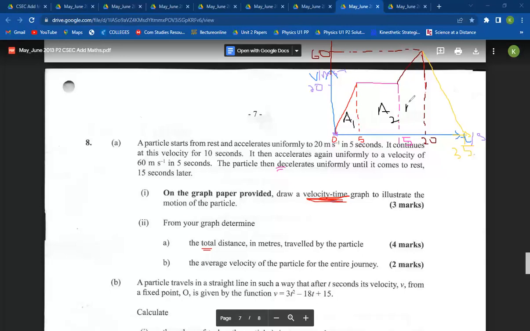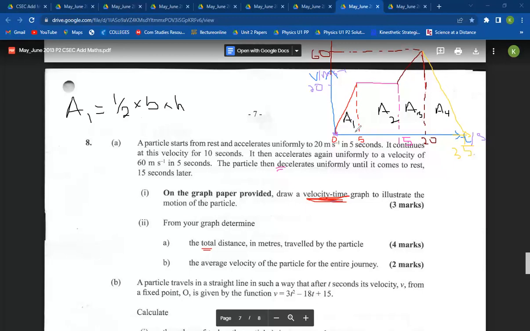A2, A3, A4. So I need to find all of these areas, 1, 2, 3, and 4, add them, that's how I get my total distance. So looking at A1, A1 is a triangle. So the formula I'm using is a half base by height.